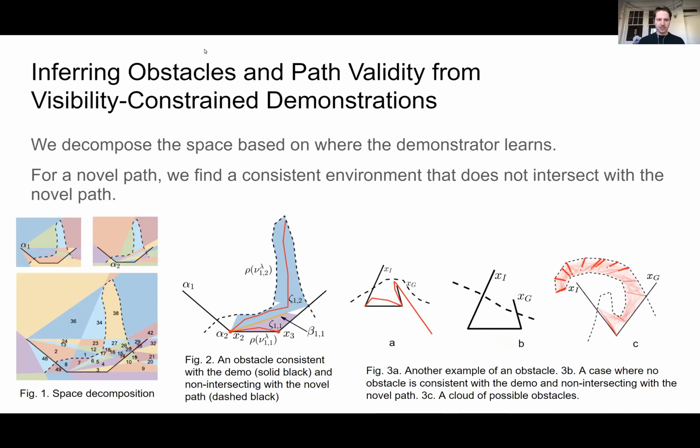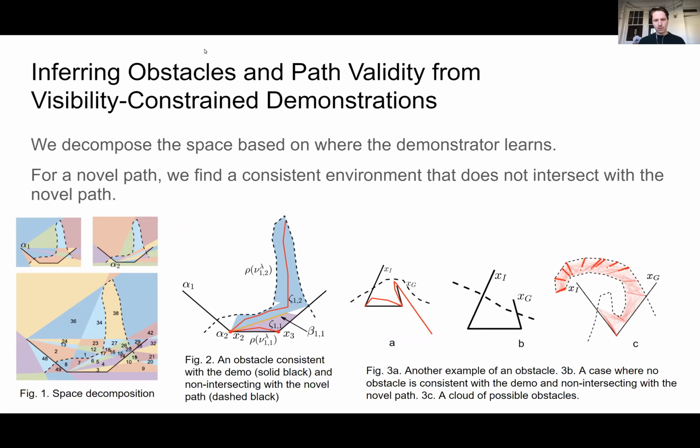So how do we do this? We first decompose the space into where the demonstrator learns. That's in figure 1. And then we find an obstacle in this configuration that is both consistent with the demonstration, which is the solid black lines, and also does not intersect with some novel path that we're trying to evaluate the safety of, which is the dashed black lines.